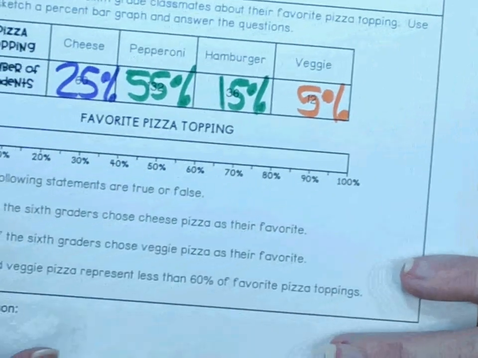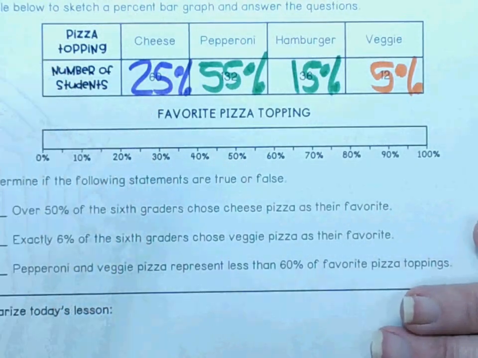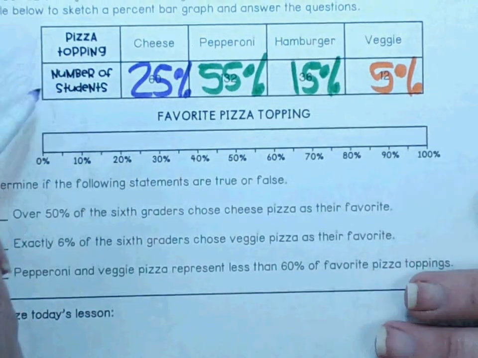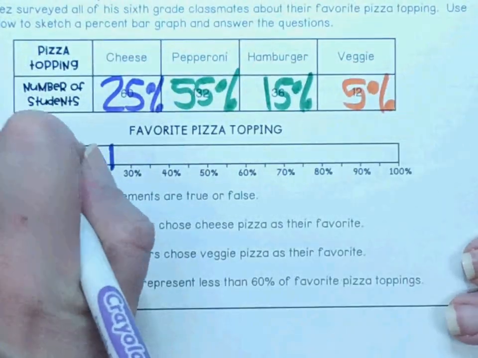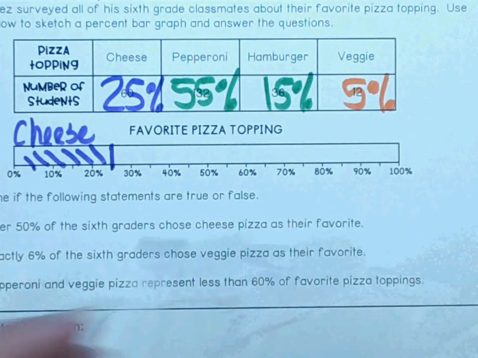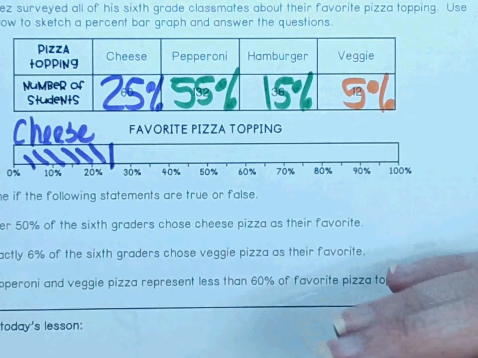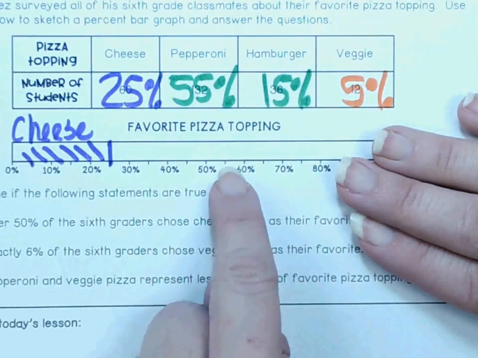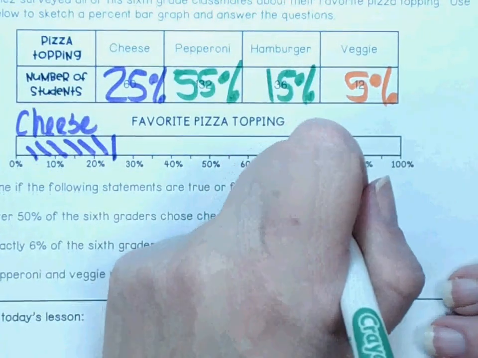Now let's fill in our bar graph. So we have 25% is cheese. So let me do that in purple since I did that one in purple. So this one here is cheese. Alright. And that goes up to 25. Now be careful on this next one. You don't just go up to 55. You have to add 55. So it's going to go all the way up to 80.